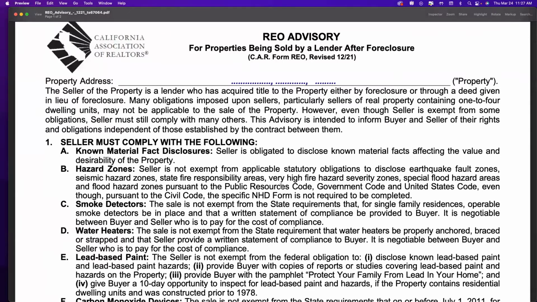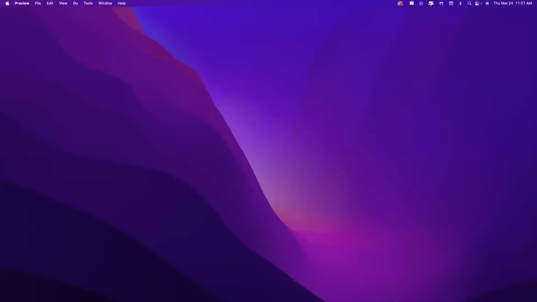Again, REO does not require a TDS or an SPQ. The only disclosures you're going to get are the lead-based paint, the NHD, and the exempt seller disclosure. Okay. Questions about the REO advisory? Again, it's almost identical to the trust.